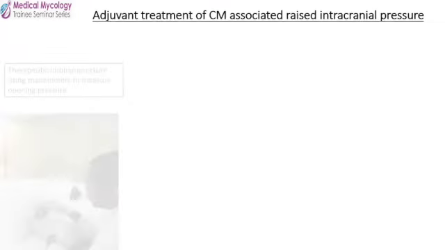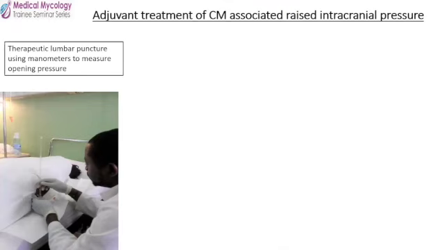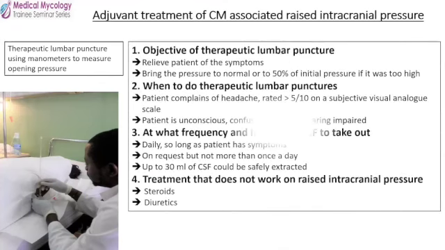So the management of raised intracranial pressure relies on therapeutic lumbar punctures. I will repeat, and I will never say this enough, therapeutic lumbar puncture is the way forward for the management of raised intracranial pressure. The objective is to relieve symptoms, to bring down the pressure to normal, or at least 50% of the initial pressure. And this should be done every single day when the patient complains of symptoms, among which headache, or when this patient is unconscious, or is confused, or has visual or hearing impairment. And we can remove up to 30 milliliters of CSF.